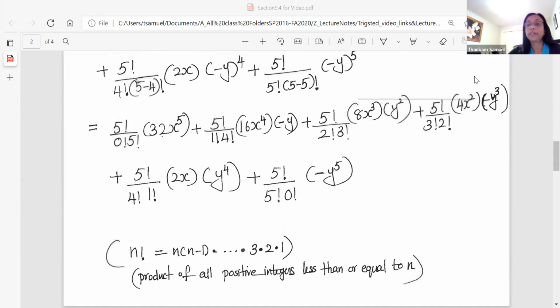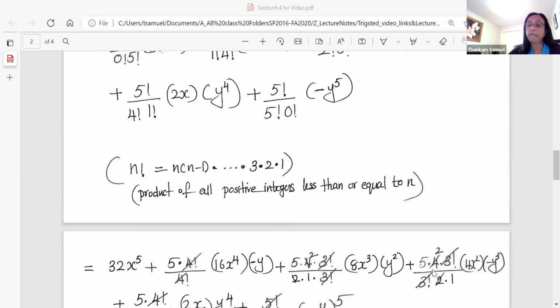And let's evaluate this one. The fourth term, 5 factorial divided by 3 factorial times 2 factorial. So we can write 5 factorial as 5 times 4 times 3 factorial. And then the 3 factorial in the numerator and denominator will cancel each other. Then we have 5 times 4 in the numerator. Then 2 factorial is 2 times 1. Again, you can simplify these two terms, so you will get 2. So 5 times 2, 10, times 4x squared times negative y cubed.